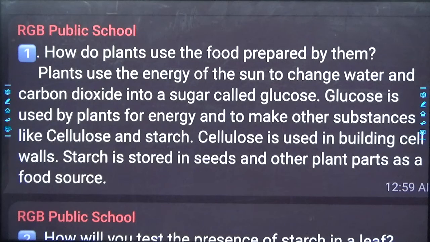How do plants use the food prepared by them? Plants use the energy of the sun to change water and carbon dioxide into a sugar called glucose.